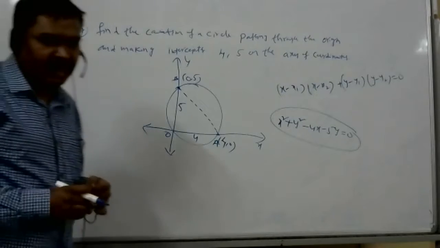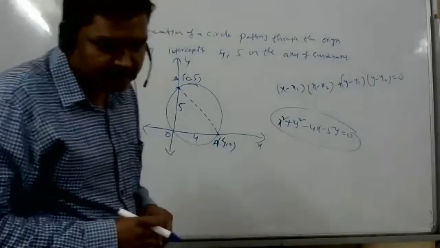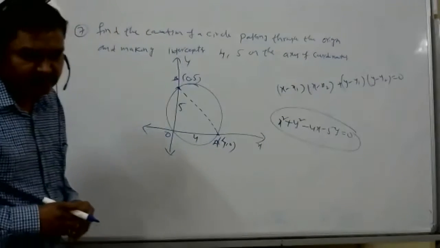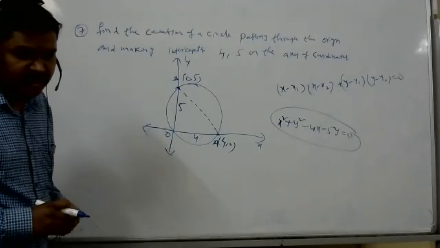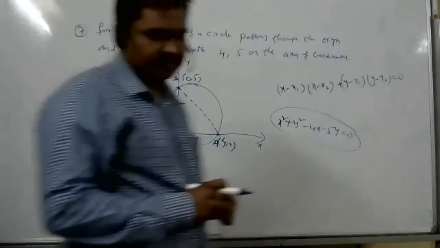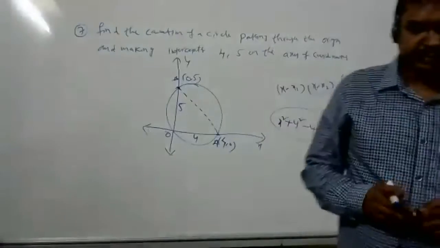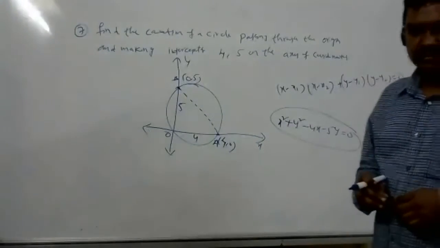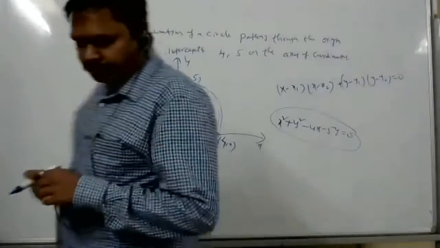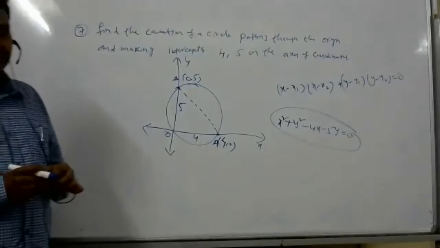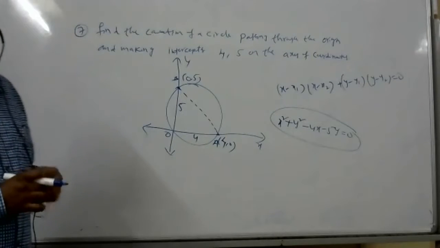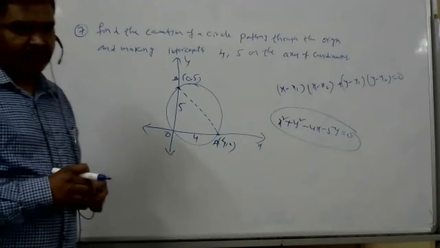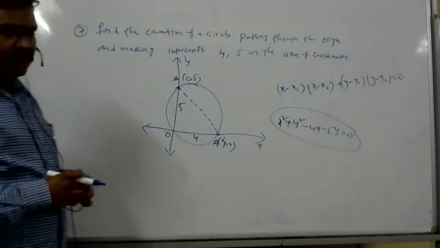Sir, a circle touching the origin has a C value 0, no, sir? Are all of you complete?